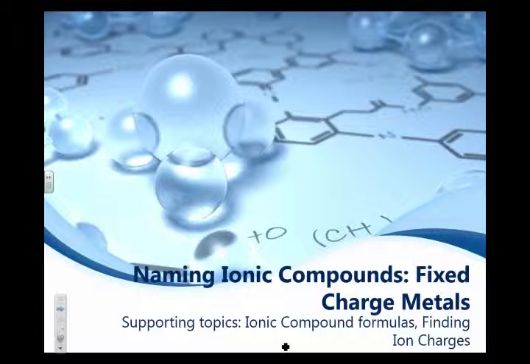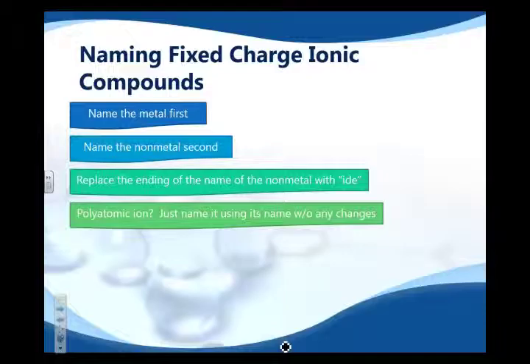This video is one in a series on how to work with ionic compounds, both figuring out their names and figuring out their formulas. If you haven't watched the supporting videos on ionic compound formulas and you're not super comfortable figuring out the charge of an ion, you'll want to check out those videos first. There are some rules for naming fixed charge ionic compounds. Before we go over those, let's remember our periodic table and talk about who the fixed charge metals are.